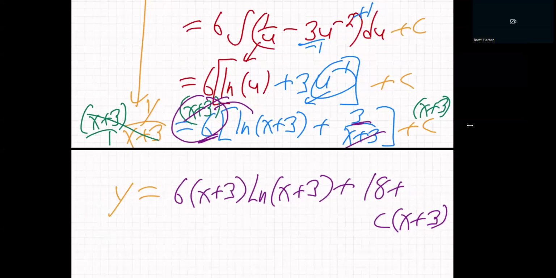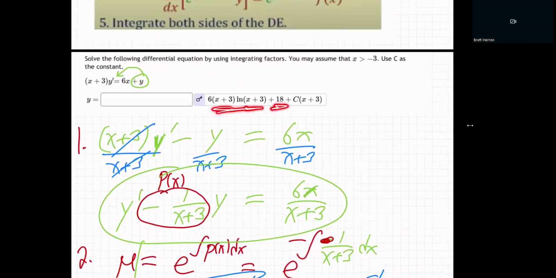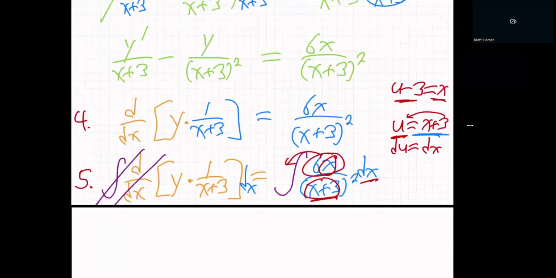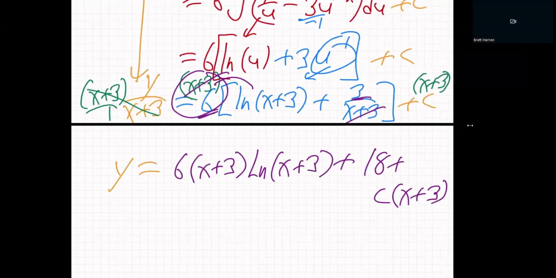Let's go check if it's right. 6 times x plus 3, natural log of x plus 3, plus 18 plus c times x plus 3. That's beautiful, isn't it? We got it. We had a lot of work to do there on those integrals. And so there we go.